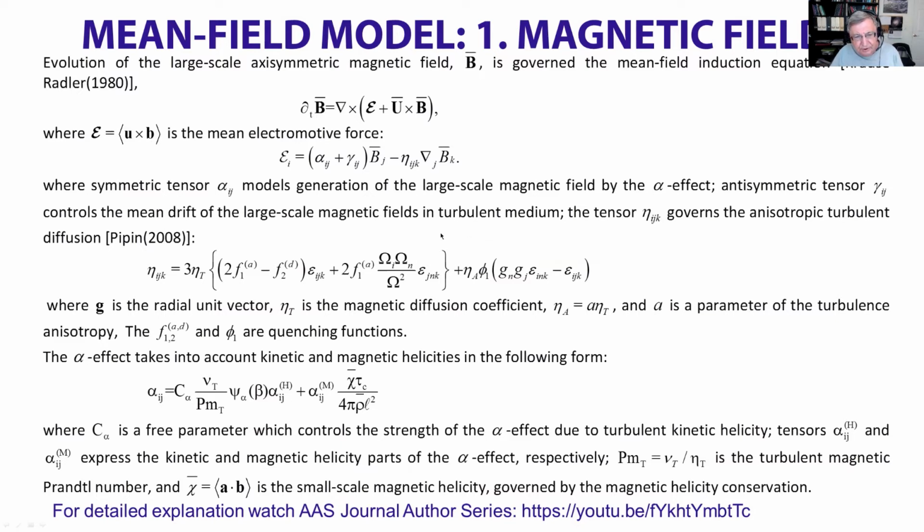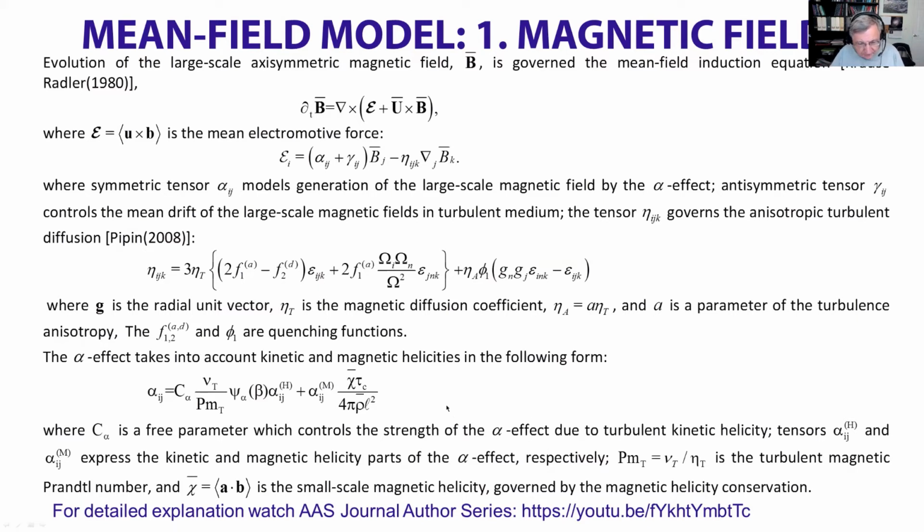So it also includes diffusion, and the diffusion includes the effect of anisotropy, rotation and magnetic field. So it's also a theory for kinetic helicity. It is called the alpha effect. It generates a magnetic field.